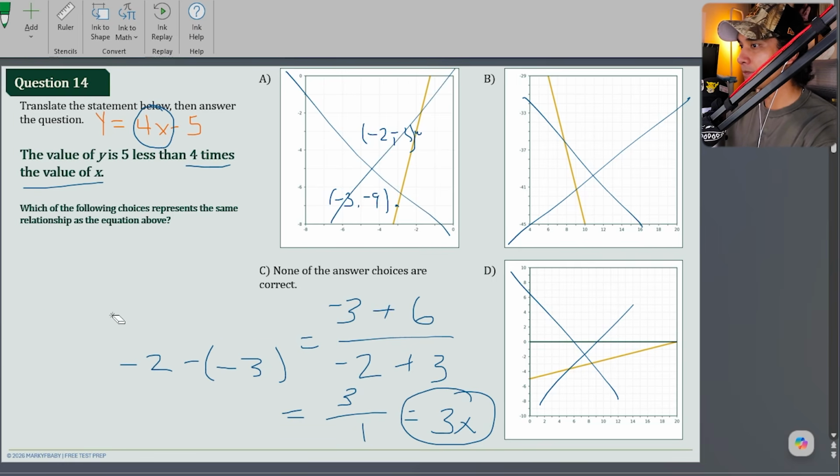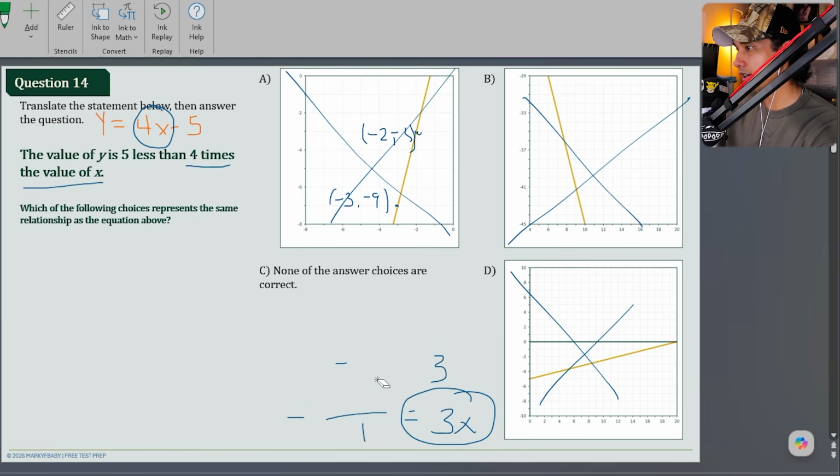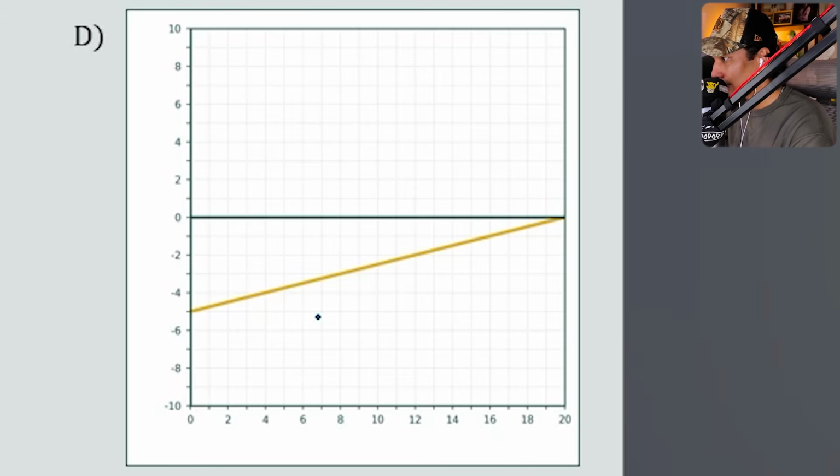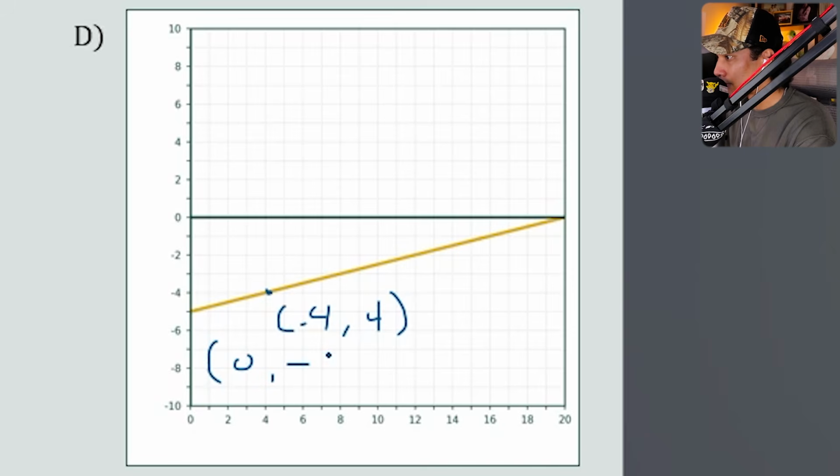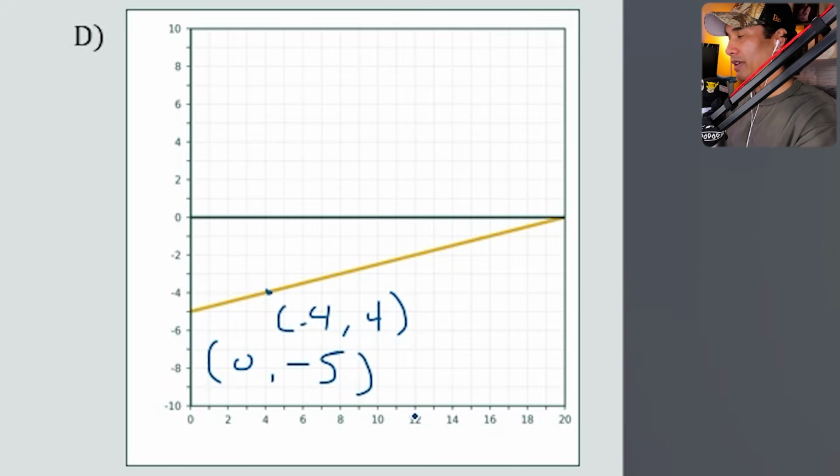And just for the sake of this video, let's prove this one wrong, because, again, this one is too horizontal for me. So I'm going to choose this point right here. It's -4, -4. Okay. This graph is super small. And then we could choose the y-intercept as 0, -5. This could be it. This could fool you, right? Because the y-intercept is at -5.